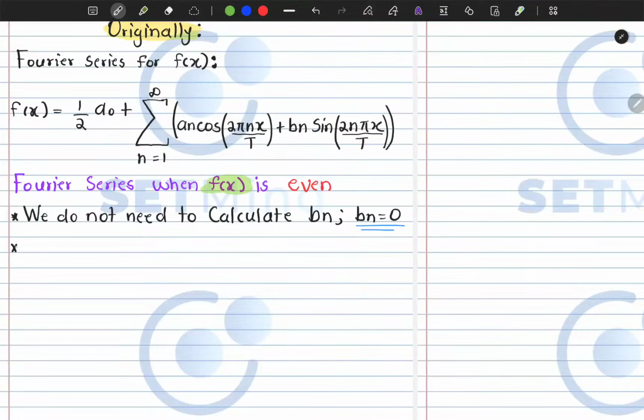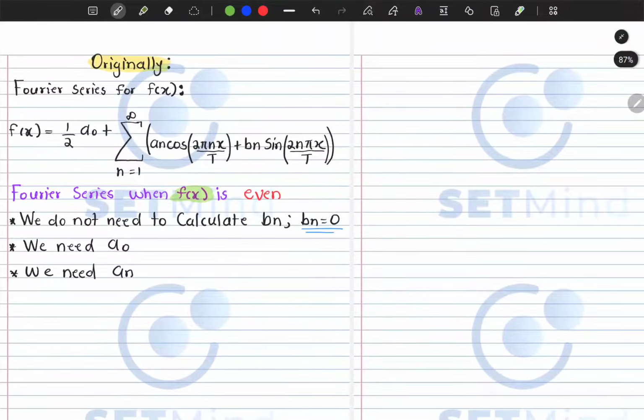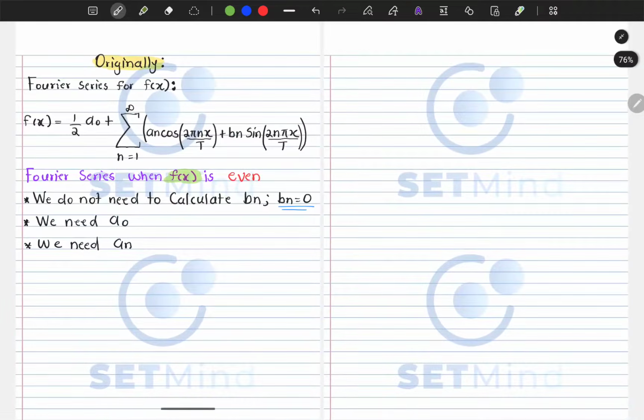And then secondly, what we need to note is that there's two things that we need. We need our A0 and we also need our An. This is for when our f of x is even. Okay? And how we calculate A0 and An does not change. It remains as it was before.